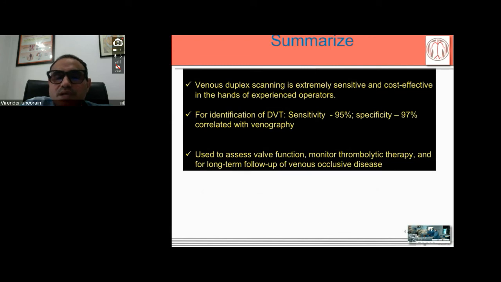So I would like to conclude my talk by saying that in today's era, we are incomplete if we don't know our Doppler, if we don't know how to interpret the Doppler or a duplex or an ultrasound. So it is very, very important. It's a modern day stethoscope, and that's it.